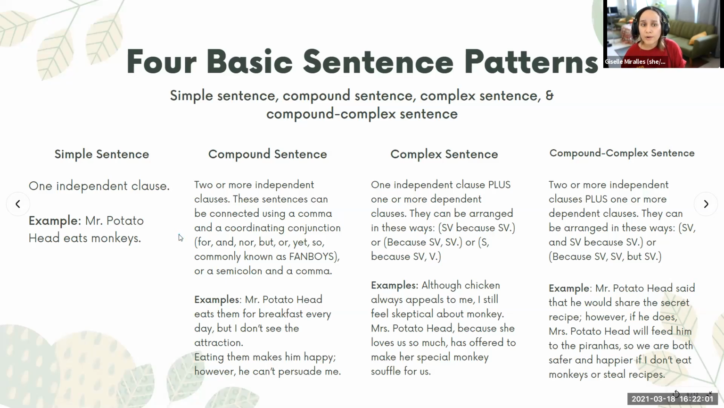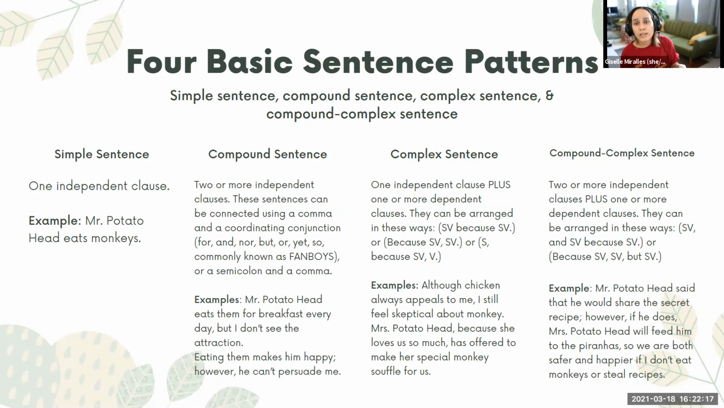When you write a paragraph, you want to make sure that you're using a combination of these sentences. The reason why is because it provides variation in your paragraphs and it makes the paragraph flow better due to the different types of sentences working together to create that paragraph.